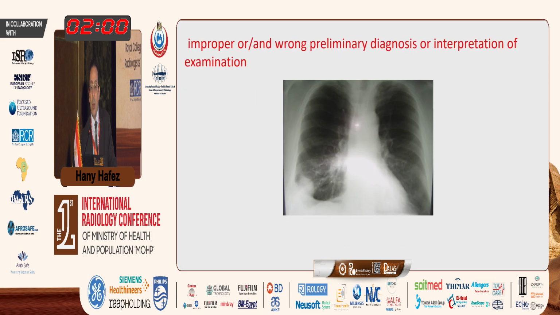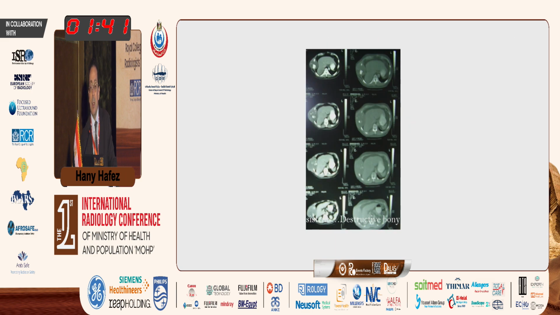Improper and wrong preliminary diagnosis: there is a lesion here in the right lung base. The clinician thinks it is pneumonia and does not respond to our request to perform CT scanning. So the patient is delayed in having CT scanning until 2 months later. 2 months later, it is chondrosarcoma of the rib.